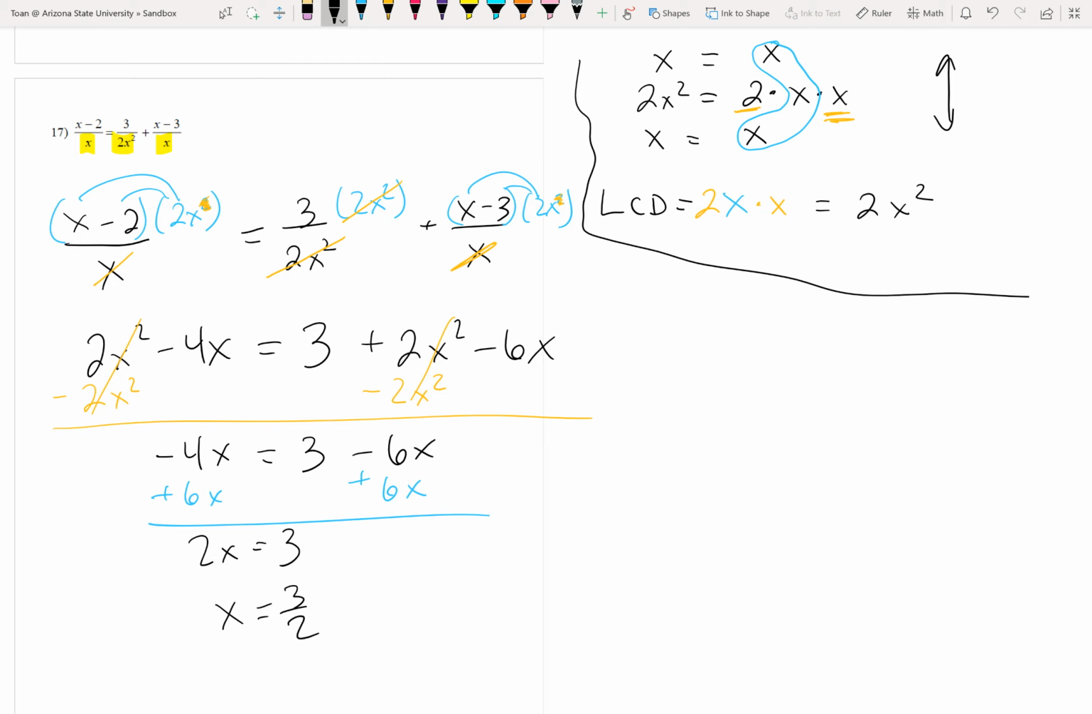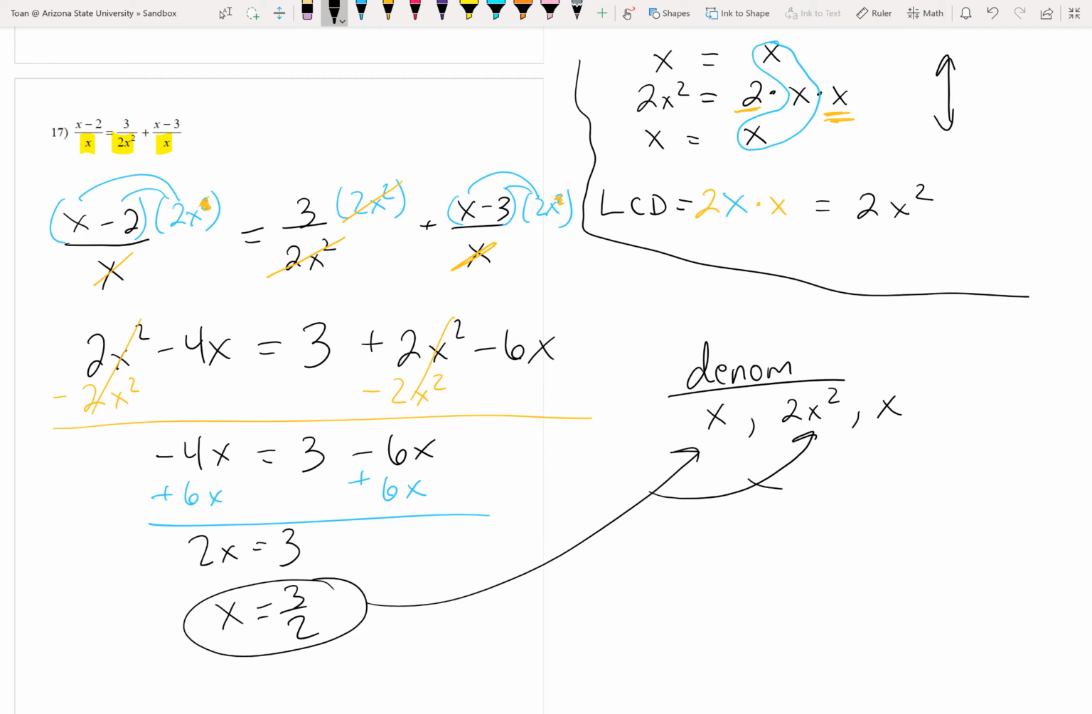But you only need to check against the denominators, because in math, we can never divide by 0. So let's take a look at our denominators again. In this problem, our denominators were x, 2x squared, and x. And what you want to do is put your potential answers into the denominators. If it makes any of the denominators equal to 0, you have to throw them away. But if I plug in 3 halves into any of the denominators, I don't get 0, which means our answer is good. So 3 halves is a good answer.